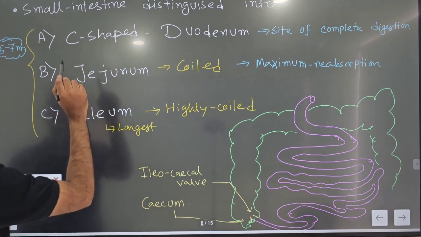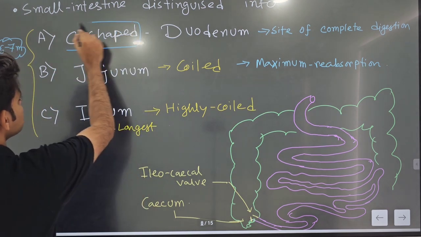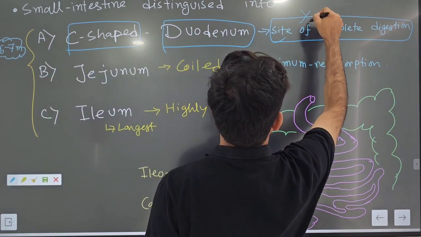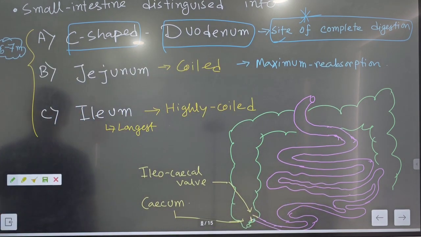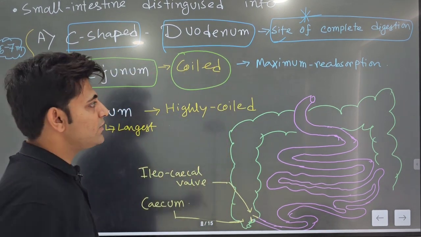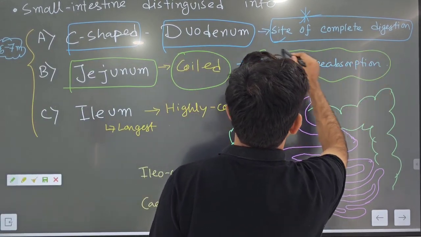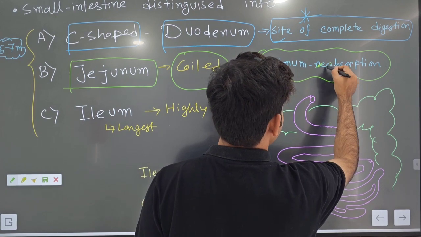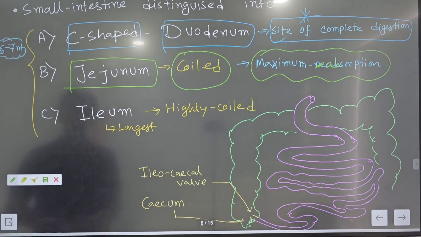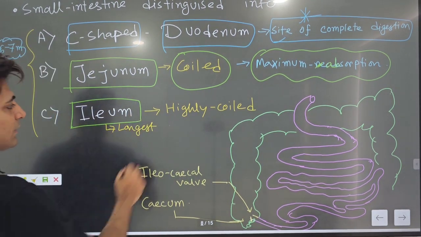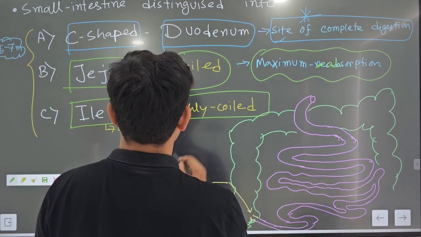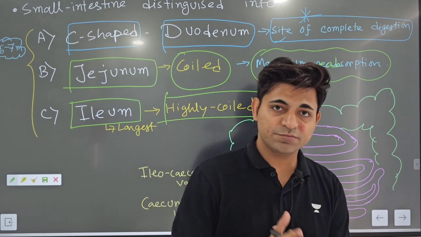Okay, now this small intestine is distinguished into the first C-shaped part, duodenum, and duodenum is the site of complete digestion. Important point. Then jejunum, this is the coiled part of small intestine. Maximum absorption will take place here. Maximum absorption will take place in the jejunum. Then the last part, ileum. This is highly coiled and the longest part. Okay, a moderate or very good amount of absorption will take place.